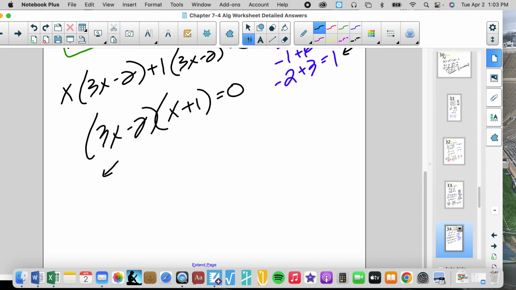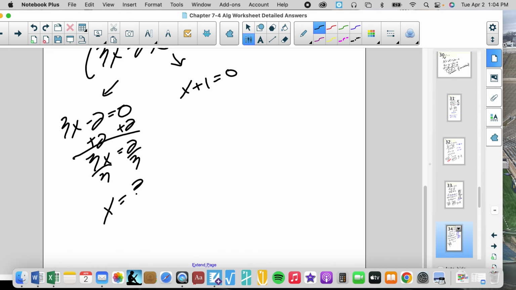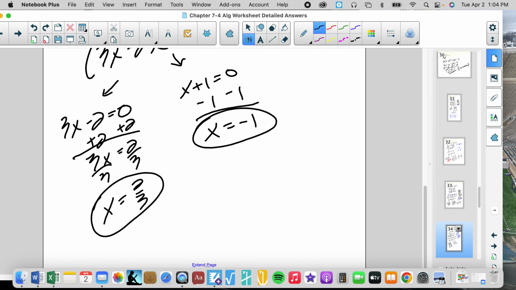I'm going to set each one equal to 0. 3x minus 2 equals 0. X plus 1 equals 0. Add 2. 3x equals 2. Divide by 3. And we get x equals 2/3 is one possible solution. Minus 1, x equals negative 1 as another possible solution.